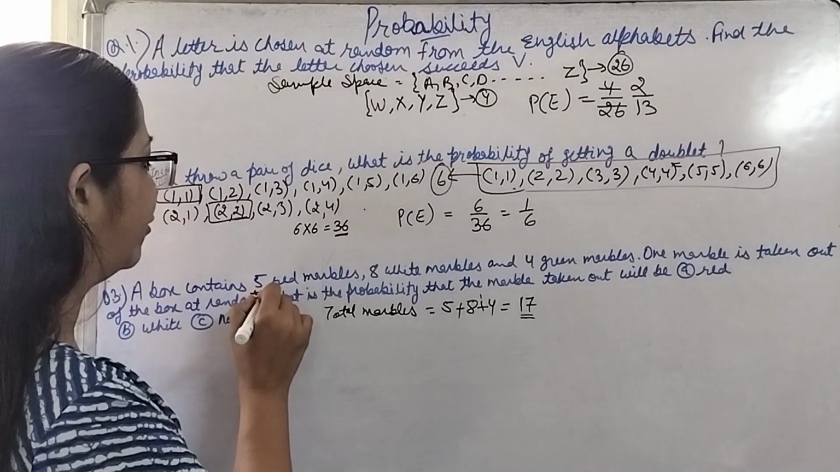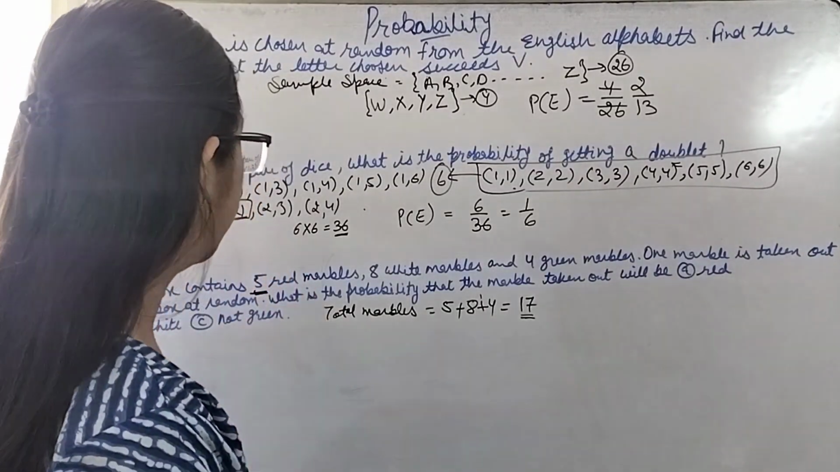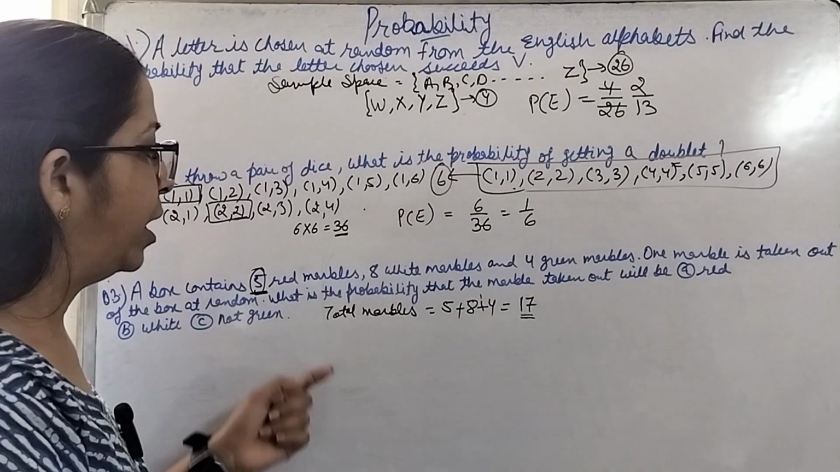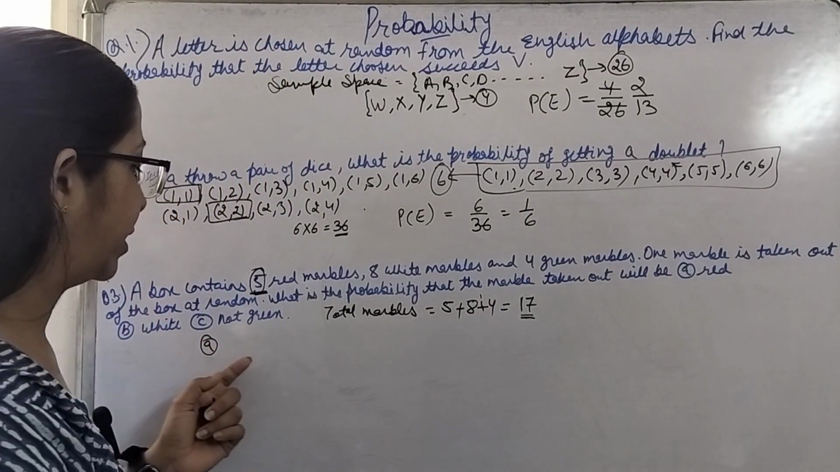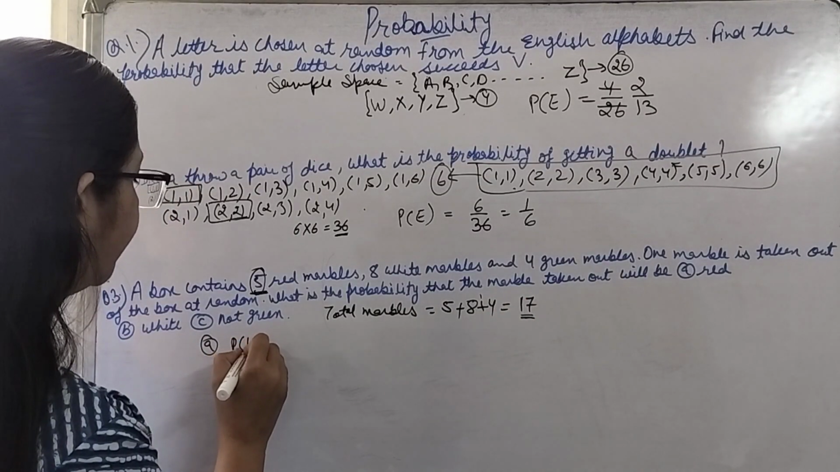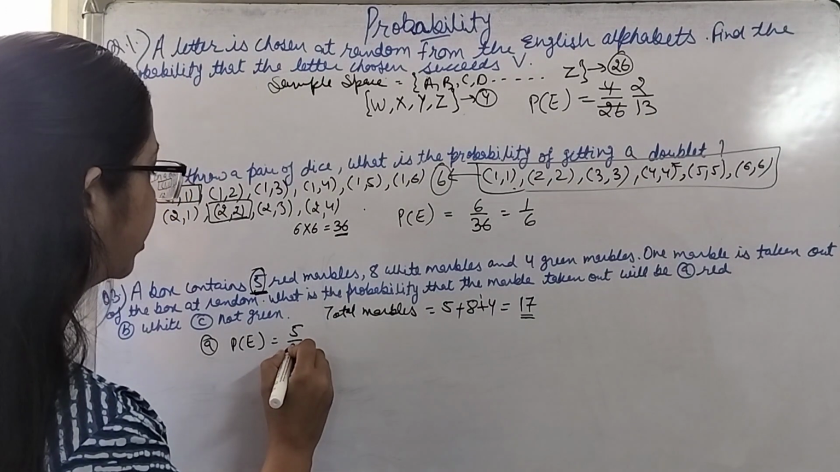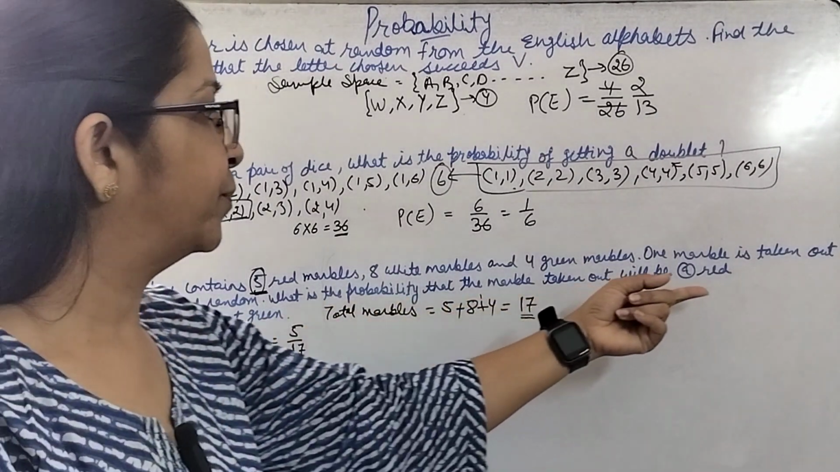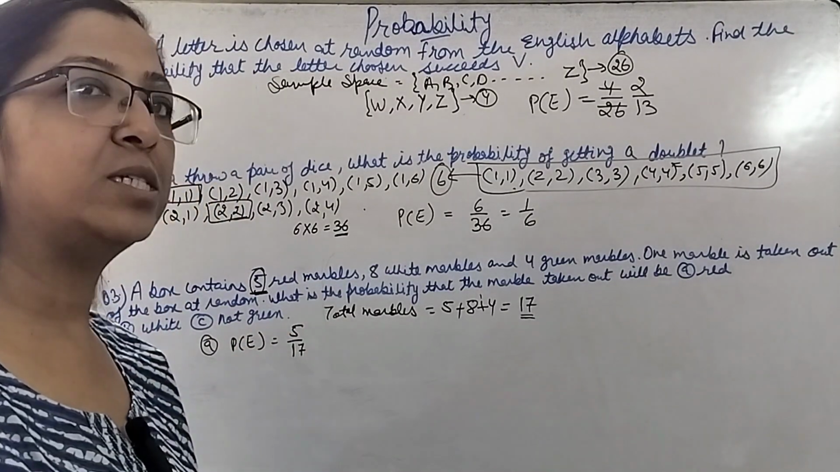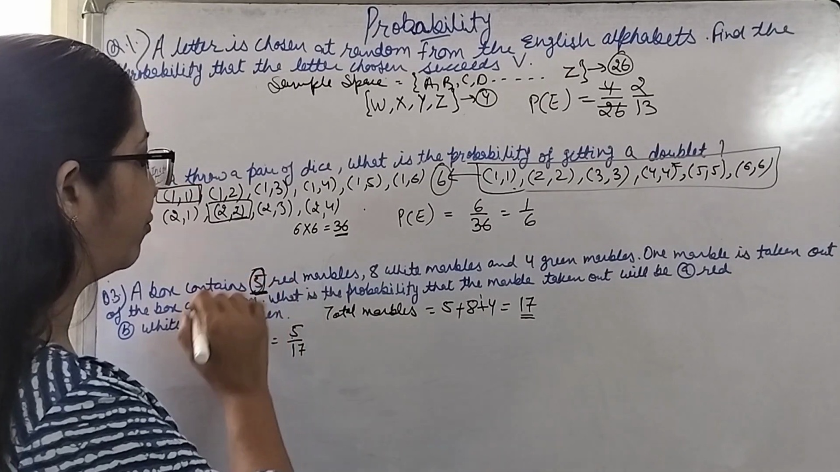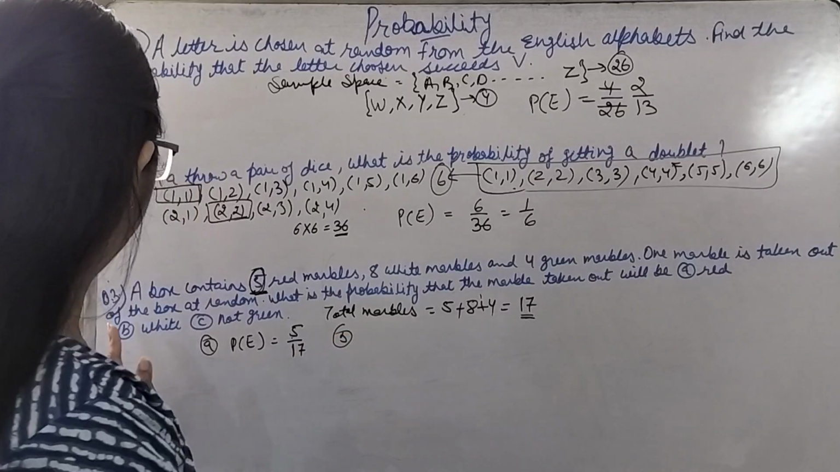Out of these five marbles, if any marble we pick is red, it will be a favorable condition. That means total favorable outcomes are 5 and total possible outcomes are 17. So for the first condition, when the marble is red, the probability of the event is 5 upon 17, because favorable outcomes are 5 and total possible outcomes are 17.